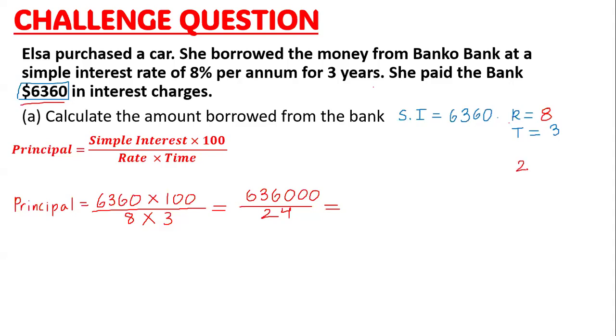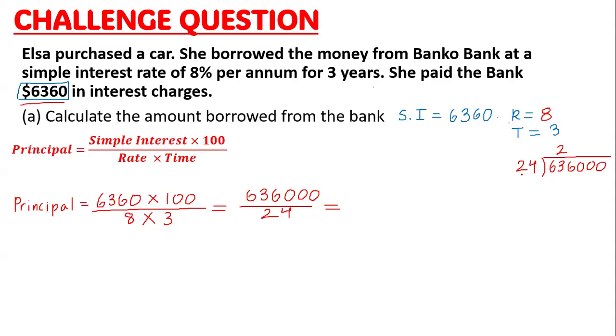Okay, so it's going to be 24 into 6, 3, 6, 0, 0. Question, Mr. Petit. This way you're doing now, we could always do that? Yes, you could always do that. Always, if you're trying to find the principal, yes. Divided by 24.